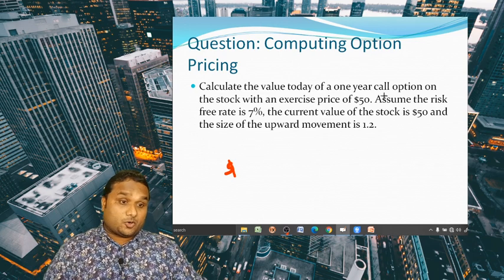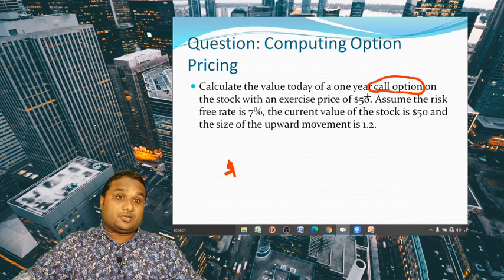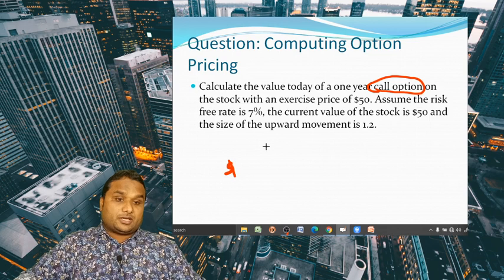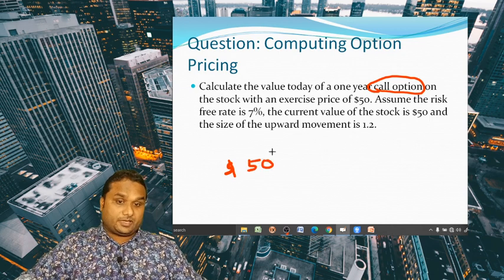This is a call option, right? Call means you have the right to purchase or not to purchase. You have the right to purchase this stock. This is not gold, now we are talking about a stock. You can purchase this stock at $50. Assume that the risk-free rate is 7%. That means the interest rate is 7%.